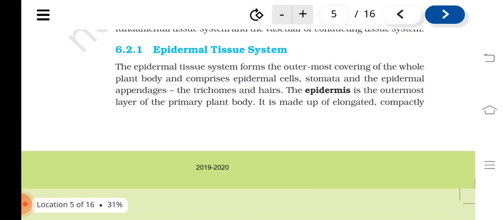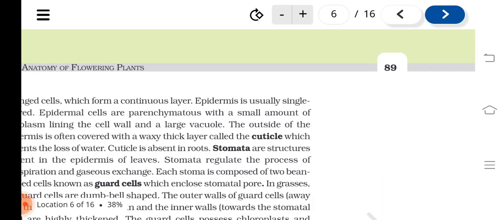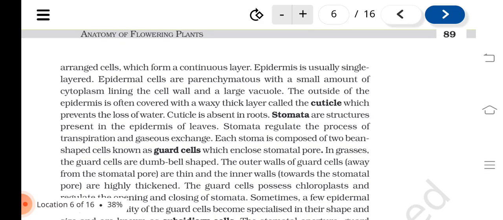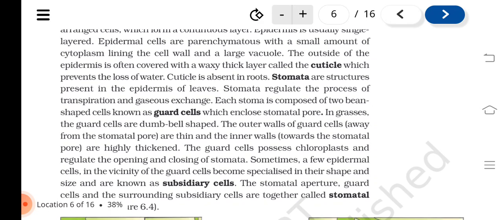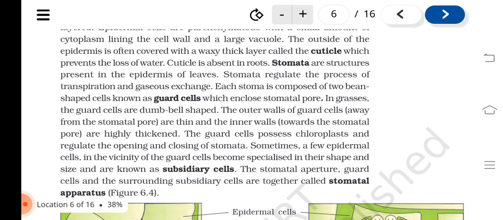Epidermal tissue system. The epidermal tissue system forms the outermost covering of the whole plant body and comprises epidermal cells, stomata, and the epidermal appendages, the trichomes and hairs. The epidermis is the outermost layer of the primary plant body. It is made up of elongated, compactly arranged cells which form a continuous layer. Epidermis is usually single layered. Epidermal cells are parenchymatous with a small amount of cytoplasm lining the cell wall and the large nucleus, a vacuole.